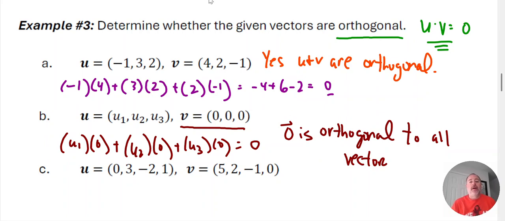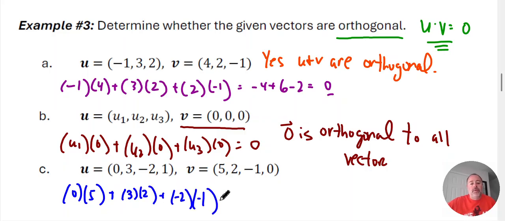All right. And then our last example to finish this part out is looking at whether this u and v is orthogonal. So we get 0 times 5, which gives us 0. 3 times 2, we're going to add that to -2 times -1. And then we're going to add that to 1 times 0. And when we do this, we are going to get that 0 plus 6 plus 2 plus 0 is actually giving you a value of 8. So in this case here, no, u and v are not orthogonal to each other because, again, the dot product has to be equal to 0.